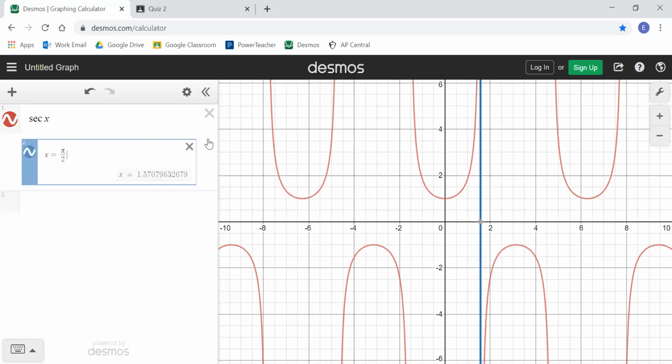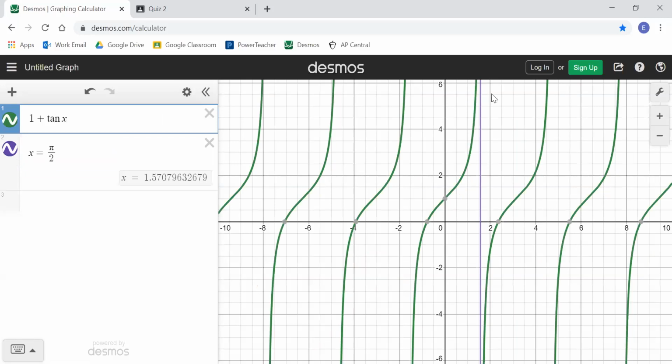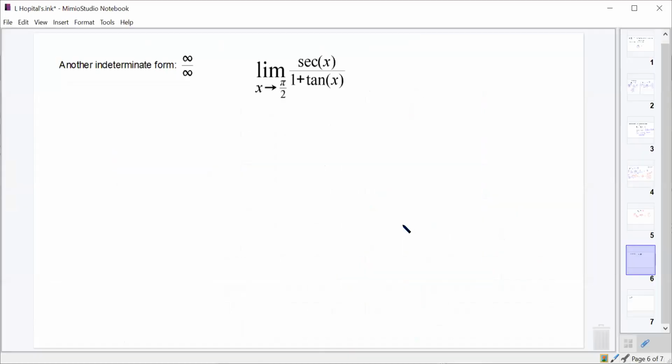And what's the bottom function? 1 plus tangent x. And you should know where tangent has asymptotes, but one of them is at pi over 2, right? And so we're approaching that infinite value also. So we can say that this is infinity over infinity. Okay? And therefore we can use L'Hopital's rule with this also.